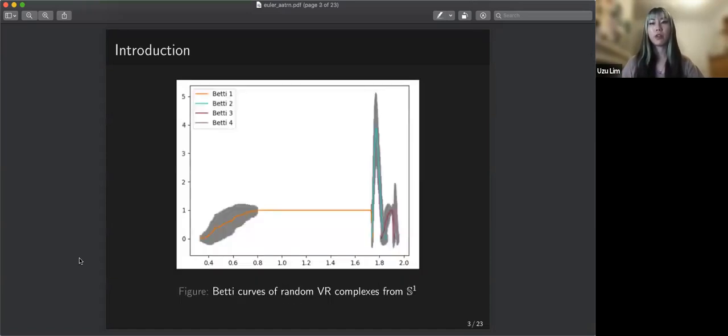So here's a very interesting thing that you can find from a circle. And this is not exactly what I'm going to talk about today because it's Vietoris-Rips complex. So suppose you have a circle, S1. And you drew, I think it was 100 points in this computational experiment I've done before. You draw 100 points at random, and then you do the Vietoris-Rips construction, increasing the radius slowly one by one. And then you observe how the Betti numbers, Betti 1 to Betti 4, change.